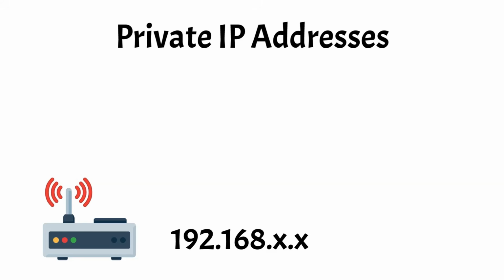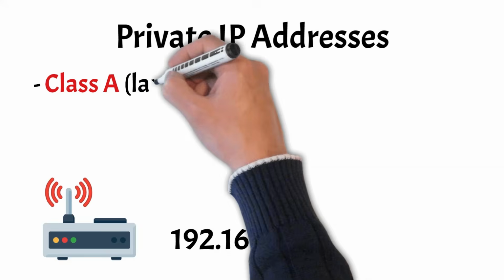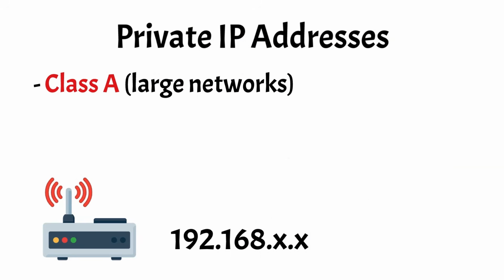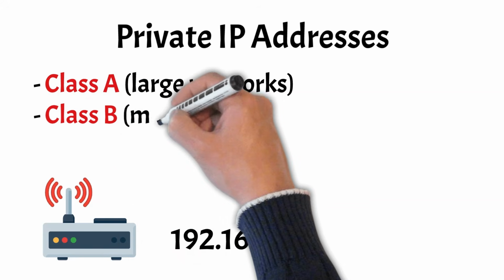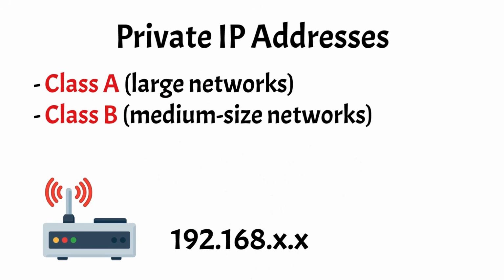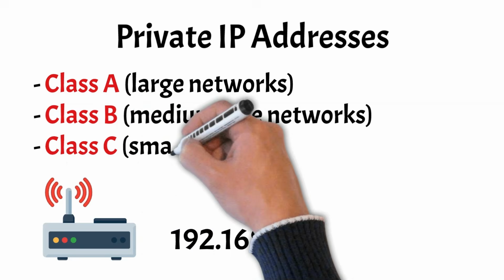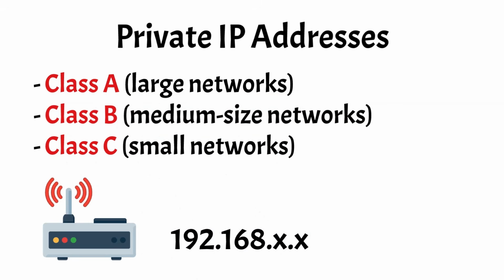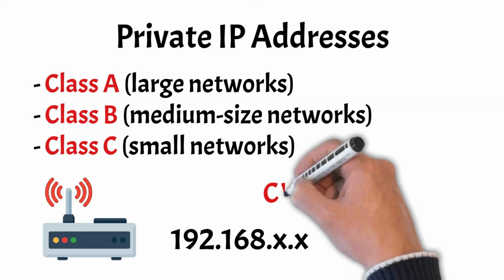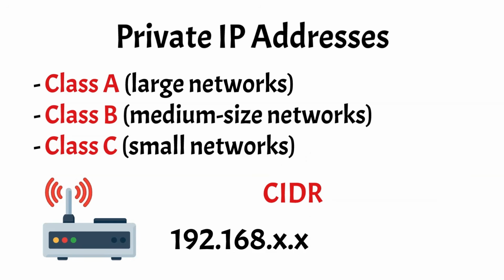Historically, private addresses were split into three fixed sizes. Class A, starting with 10, reserved for massive enterprise networks. Class B, starting with 172, designed for medium-sized organizations. And Class C, starting with 192.168, built for small offices or homes. Today, networks use a much more flexible system called classless interdomain routing, or CIDR, which eliminates rigid boundaries so we don't waste IP addresses like we used to.